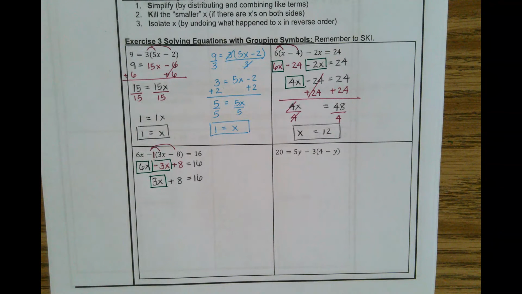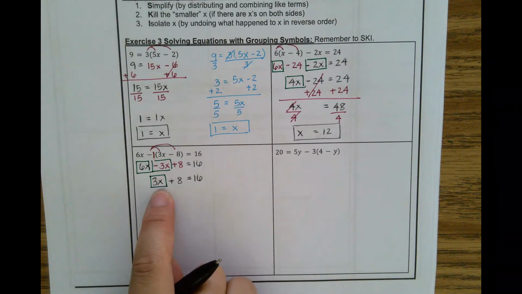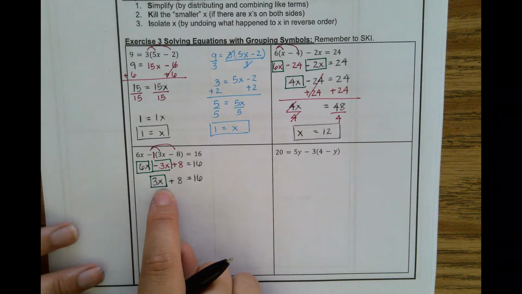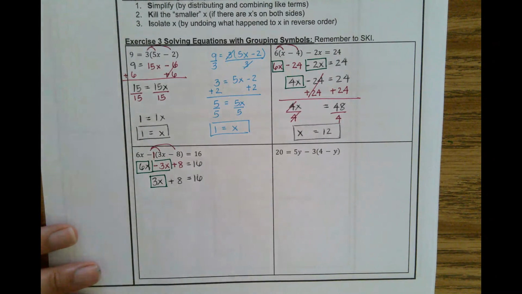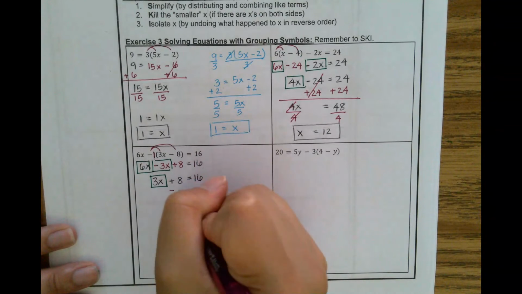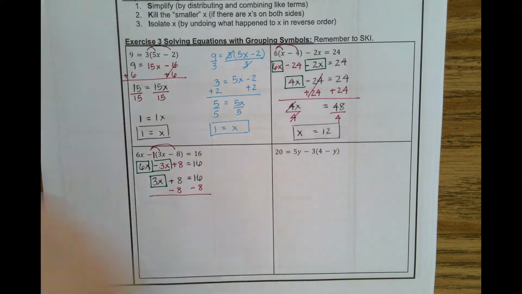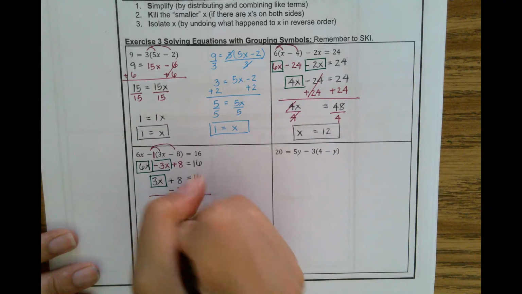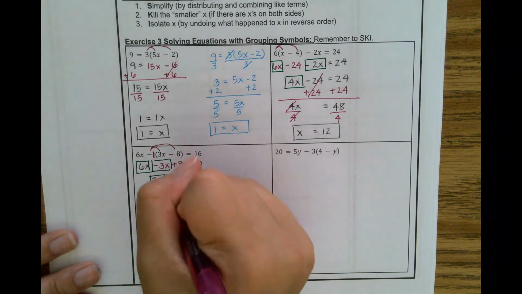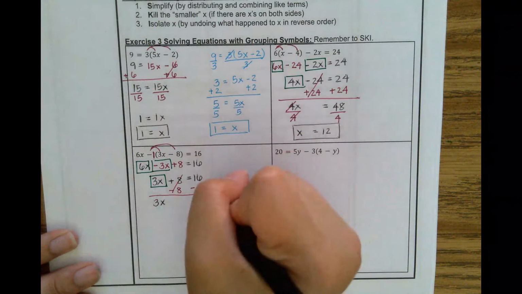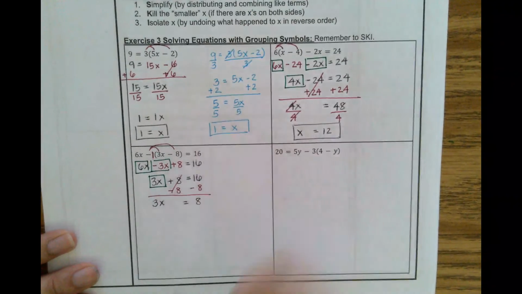The next step would be to kill off x's if they are on both sides. However, since x is only on one side, I'm going to move to the last step, which is to isolate x. Okay? Because there's a plus 8 here, the opposite would be to minus 8. This would leave me with 3x plus 0, which is just 3x. And then 16 minus 8 is 8.